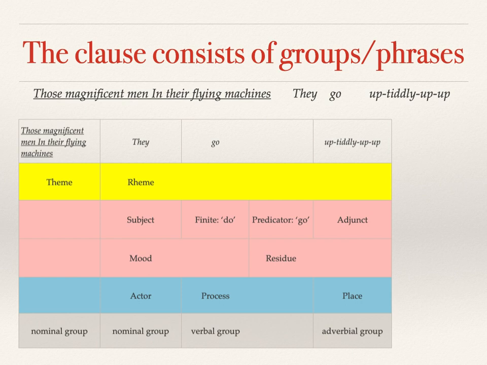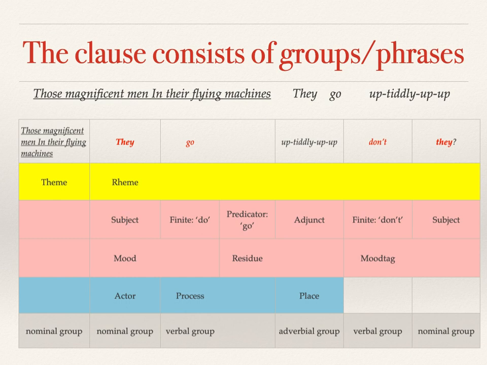And finally, the clause as a figure, a representation of some quantum of experience, with the process go, one participant in the process, actor, and one attendant circumstance, a specification of location in space, the place, tiddly up, up. Where do they go? Now, one way of separating these is by testing the subject, identifying the subject as opposed to the theme. We'll talk about this in much more detail, so this is just a preview of what we'll discuss more systematically later on.